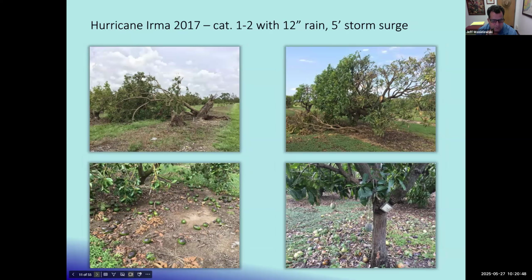That bottom right picture, you see a lot of fruit drop. Bottom left, fruit drop. Top left, you see a tree that was just toppled over. And if you look closely right there, you see that that tree didn't have a lot of roots that went down. It just was flat on top.